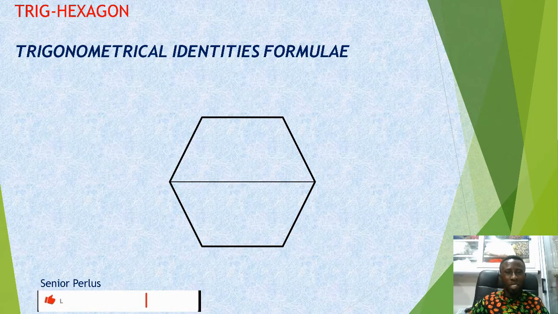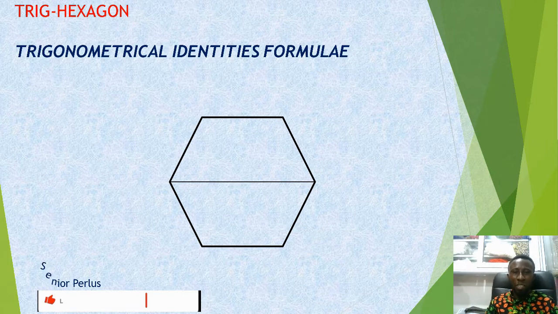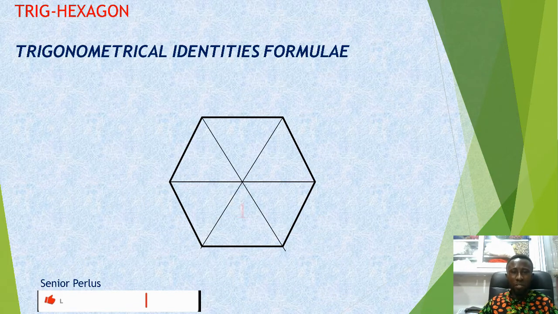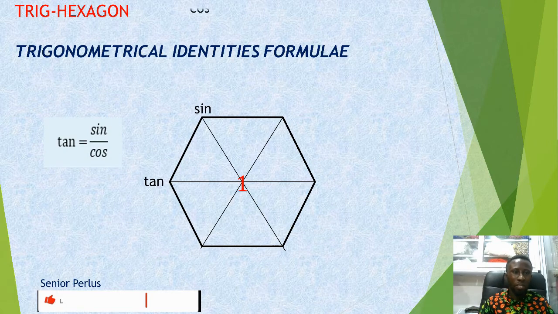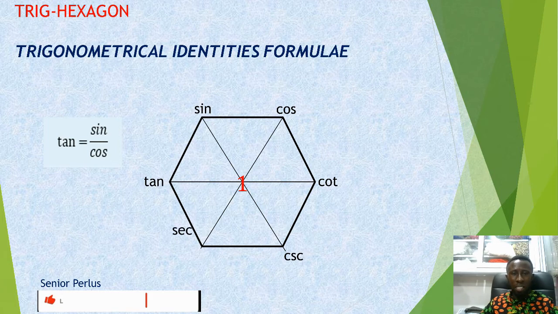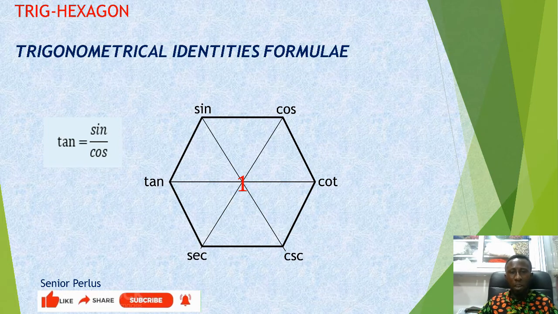In summary, draw the hexagon with the diagonal lines and write the 6 function names on each vertex. We now have the trig hexagon. Try and remember all that we have discussed. In this presentation, we will keep on introducing the trig hexagon so that you will always remember.